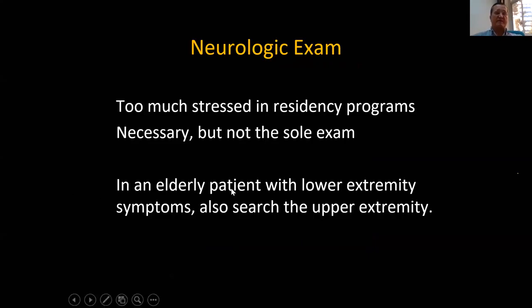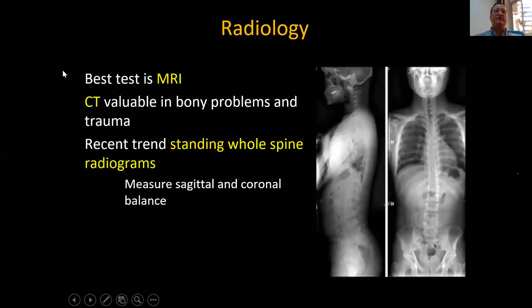In an elderly patient with lower extremity symptoms, please search for upper extremity symptoms. Look at them. For radiology, the best test is MR. Yes, CT is valuable in bony problems, but the recent trend is standing whole spine radiograms, and then we can measure the sagittal and coronal balance.